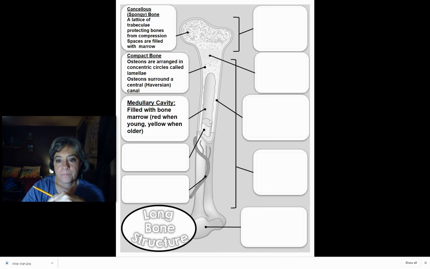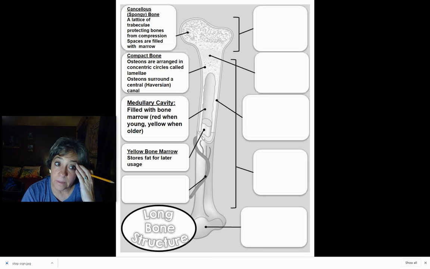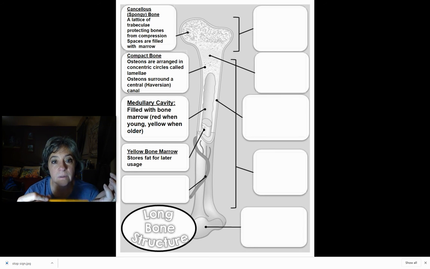Then this will depict the yellow bone marrow. So if you ever crack open a bone, you see this yellow fatty stuff, and that's the yellow bone marrow. And that is good storage material, stored energy. Wild animals love to crack open bones and eat the marrow because it's so high in nutrients, the fat, and it gives them energy for later usage.